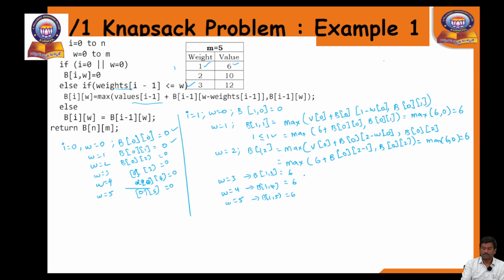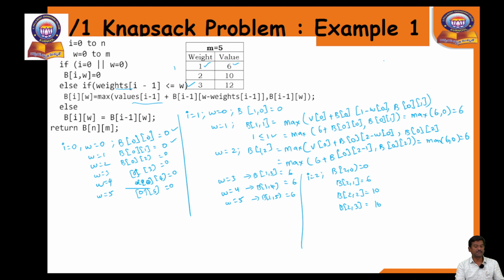In the same fashion, when the value of I is equal to 2, you'll be finding B of 2 comma 0, which is equal to 0, B of 2 comma 1, which is equal to 6, B of 2 comma 2, which is equal to 10, and B of 2 comma 3, if you substitute the respective values in the algorithm, by replacing the values of I, j, weight, and the value, that is 6 and 10. When you take B of 2 comma 3, the value will be equal to 16, and so on.